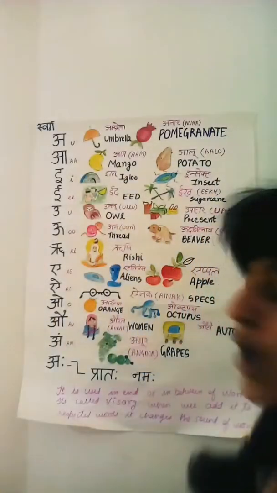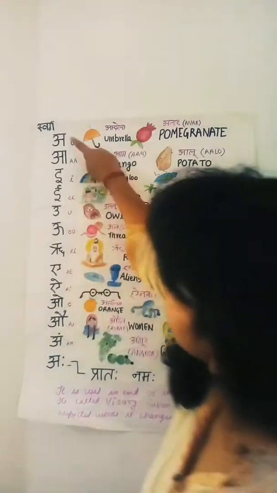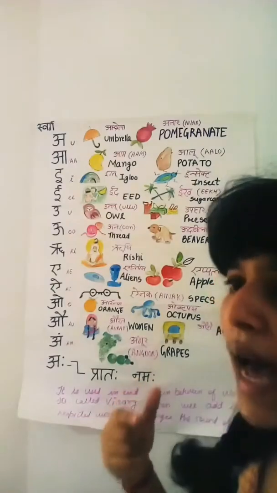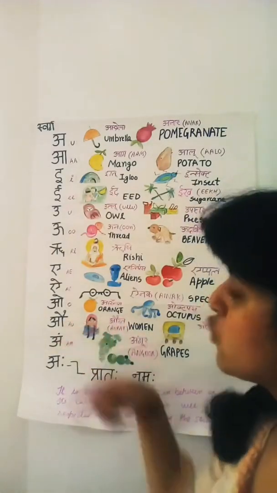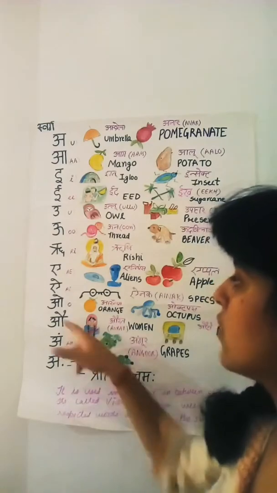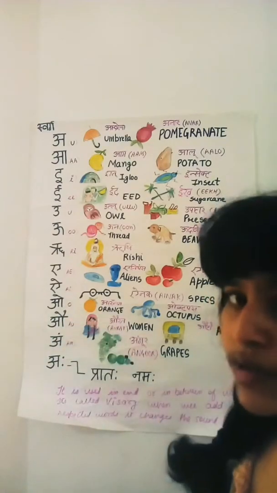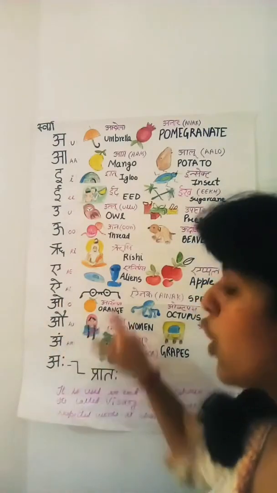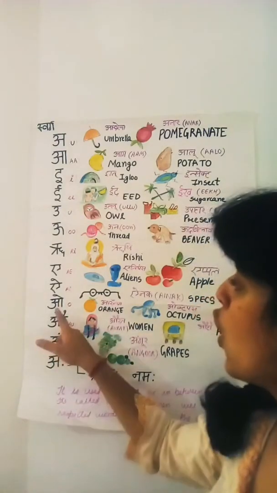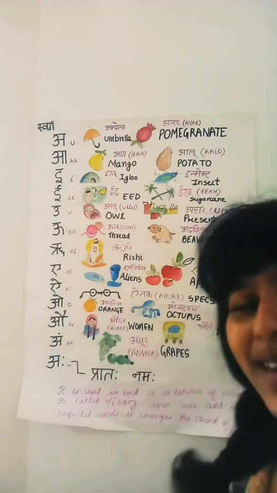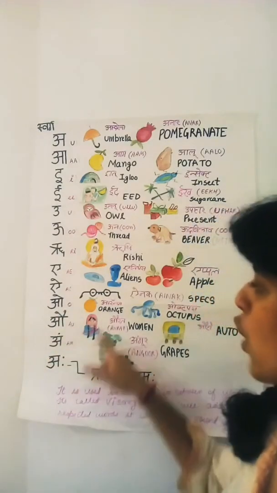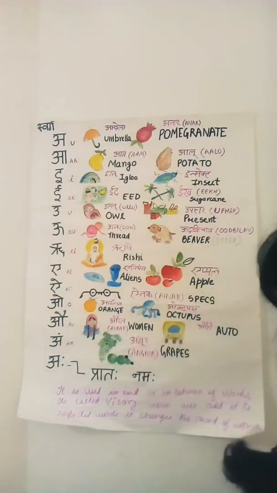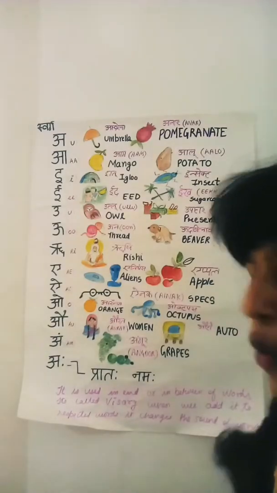O. You see O? These words which are written next to the Hindi word are actually how it sounds, so that you can understand how it sounds. Now O. How does O sound? O for orange. O for octopus. Now let's write O.